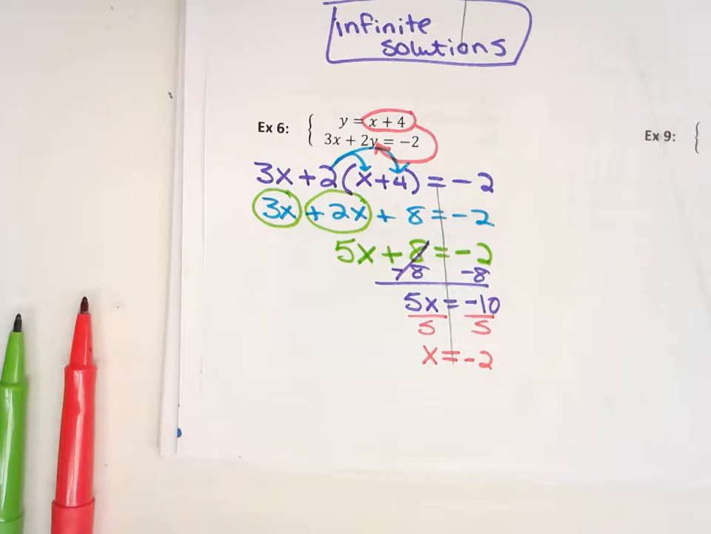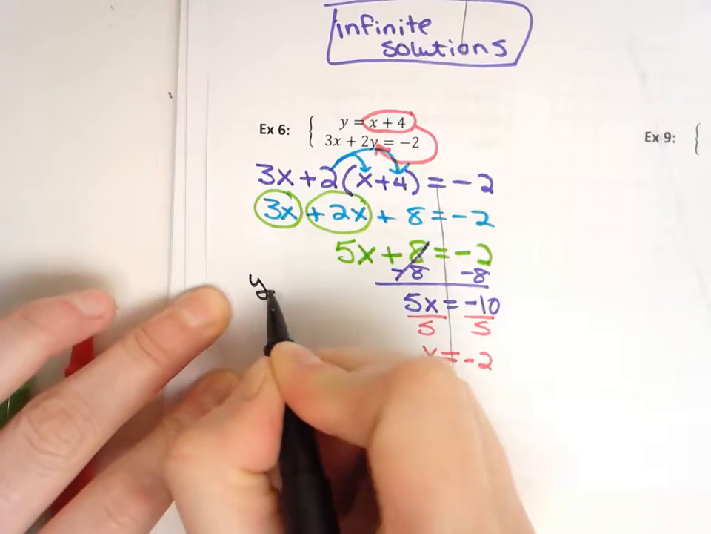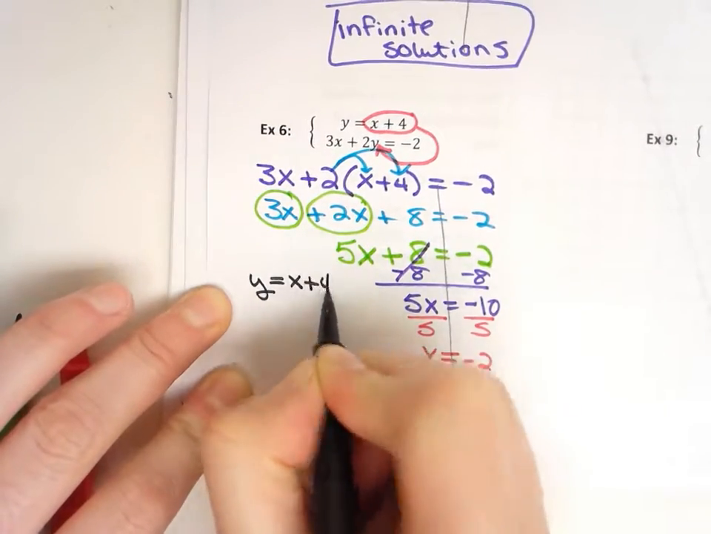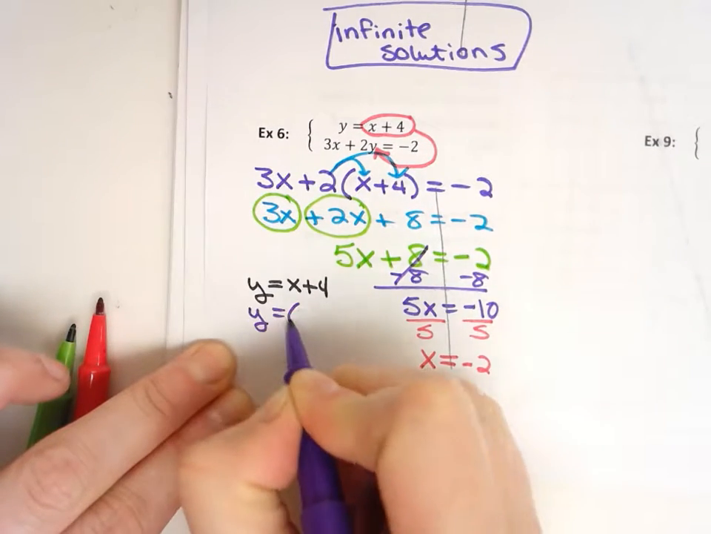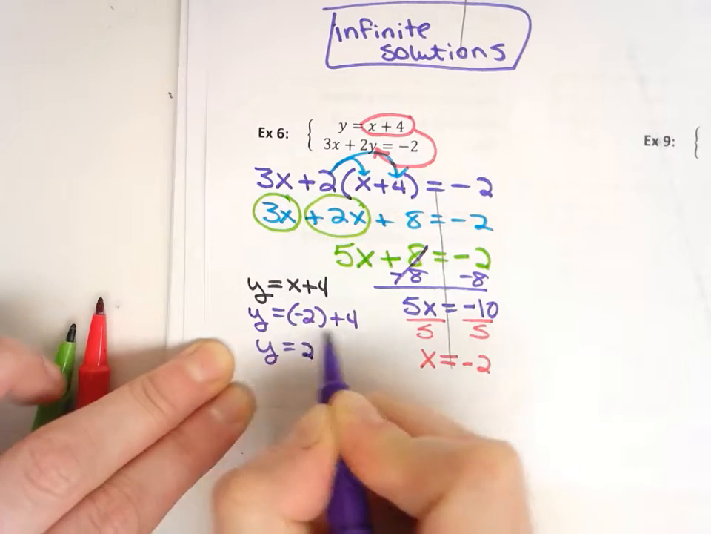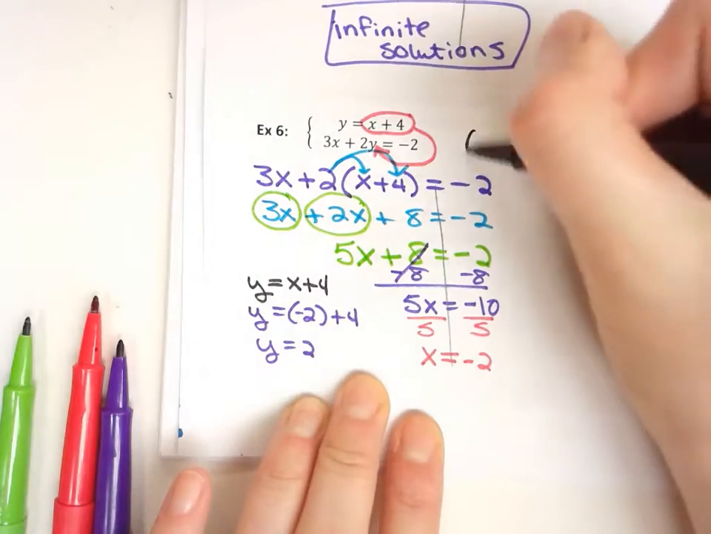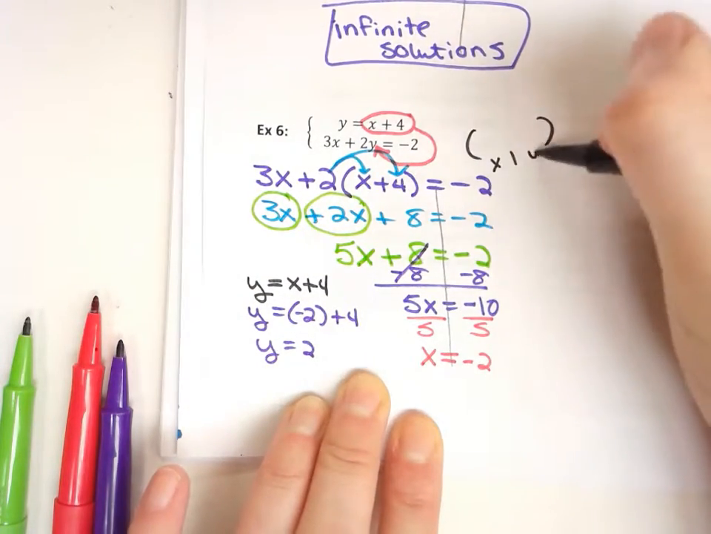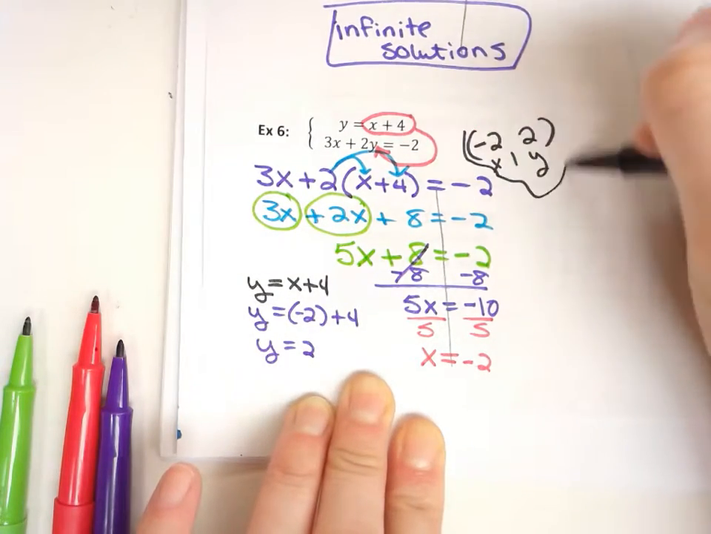Now I can go back to one of the original problems. I think I'm going to pick y is equal to x plus 4, but you can pick whichever one you want. And I know that my x value is negative 2 now. So y is equal to negative 2 plus 4, which means y is equal to 2. You just type that into the calculator or add it in your head. So for my final answer on this problem, I've got to make sure I put the x and the y value. My x was negative 2 and my y is positive 2.